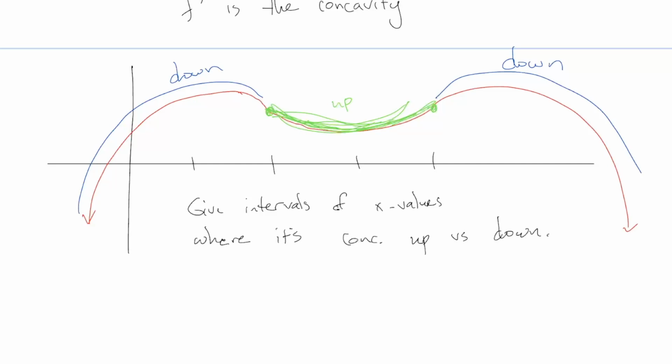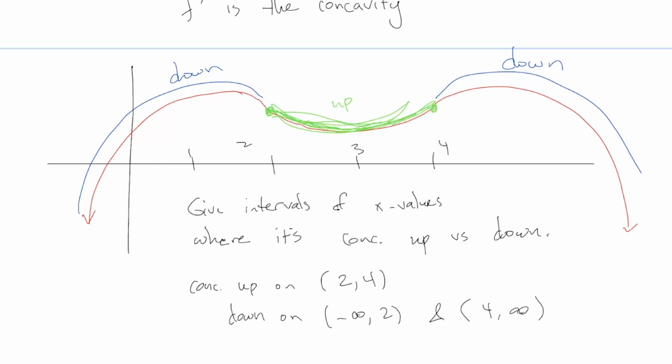To say the answer, I said give me intervals, so I can write those in terms of intervals. It's concave up on the interval 2 to 4. This is 1, 2, 3, 4. And then down on minus infinity to 2 and 4 to infinity. That's how we do it. The next thing to discuss is how to do this without looking at the picture. If I just give you an equation, can you answer the same question? That is quite a bit harder, and maybe we'll leave that until after this.